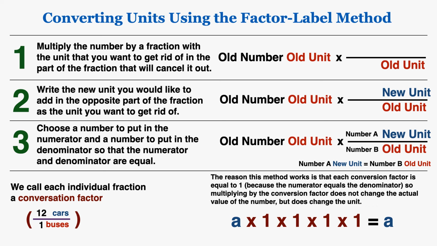The reason this method works is that each conversion factor is equal to 1 because the numerator equals the denominator, so multiplying by the conversion factor does not change the actual value of the number, but does change the unit. So no matter how many times you multiply by 1, you always get the same result. So that's why the factor label method works, and that's how you use it to convert from one unit to another.